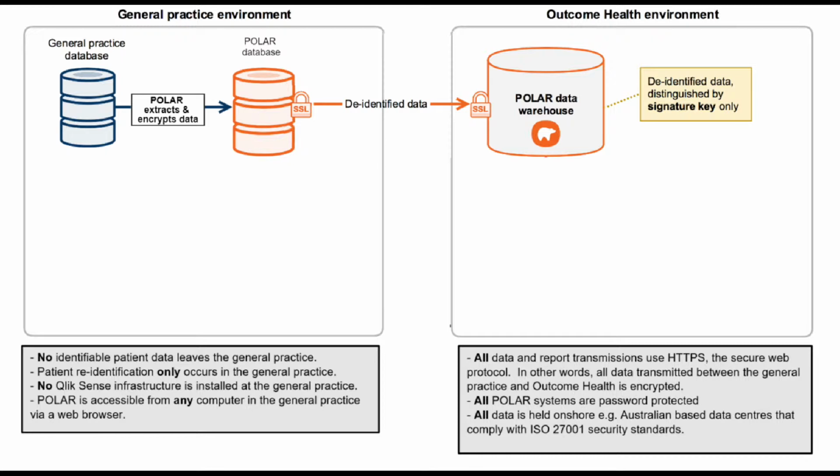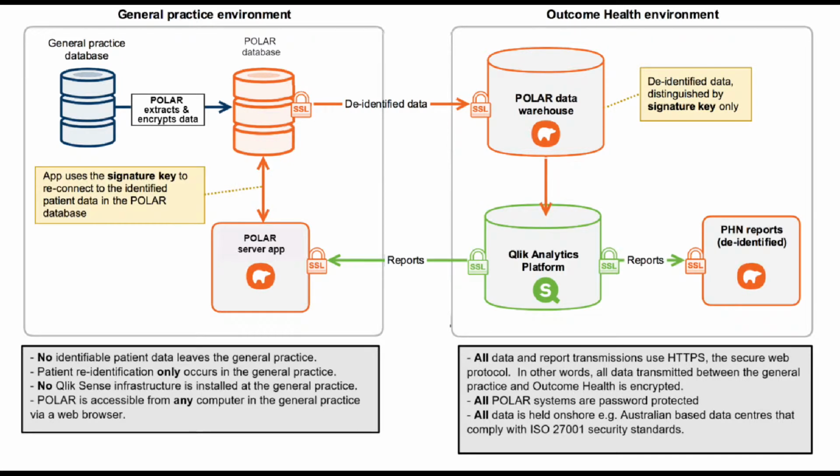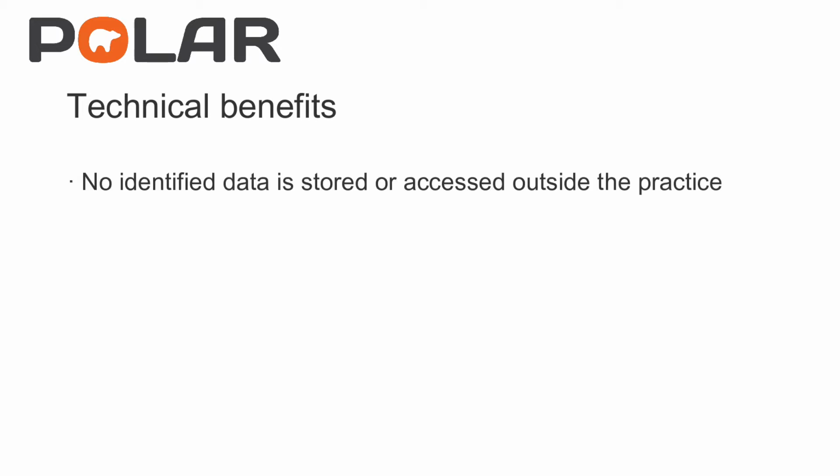From here, the Click Analytics platform then accesses the data overnight, loading it into your report for access in your practice. When you load the Pola report, the data is then streamed into your practice, where the Hummingbird tool then re-identifies the patient data using the linkage key and displays the report via your browser window. As part of this process, your PHN will then get access to practice-level aggregate data for the purposes of population health planning and reporting. The technical benefits of Pola include no identified data is stored or accessed outside of the practice, meaning your data is secure.